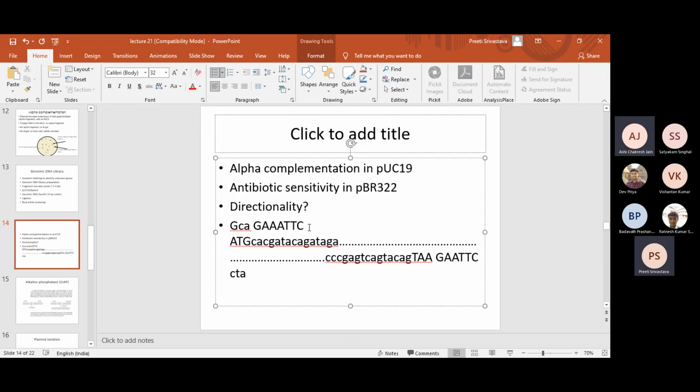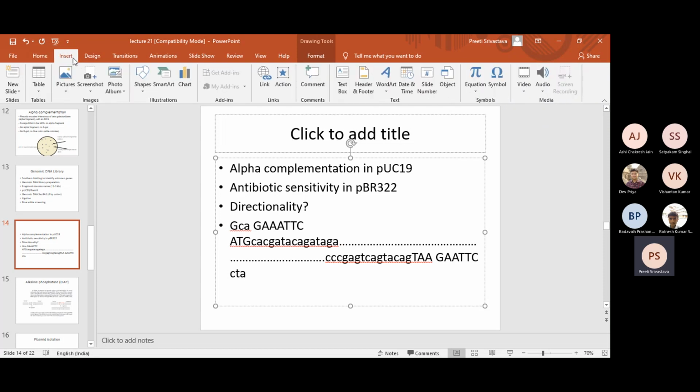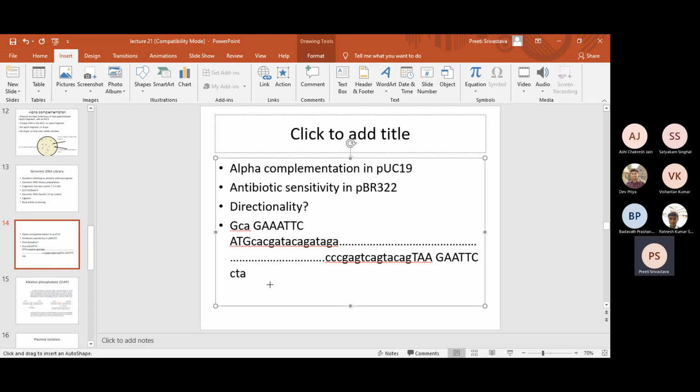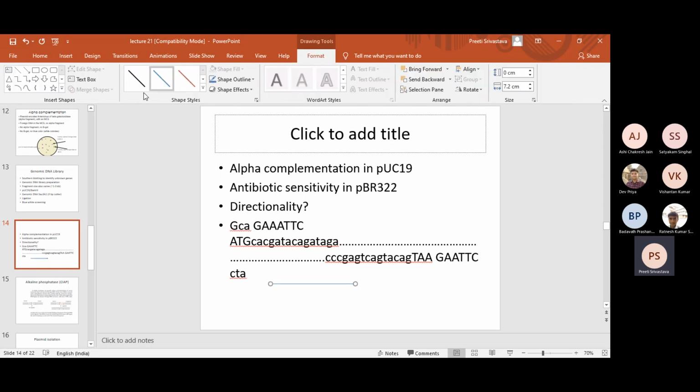Is it clear or no? Yes, ma'am. Because at both the ends you have EcoR1. So either you can have directionality maintained in the way like this, or you can have the opposite orientation like this. Right, so this is the point.